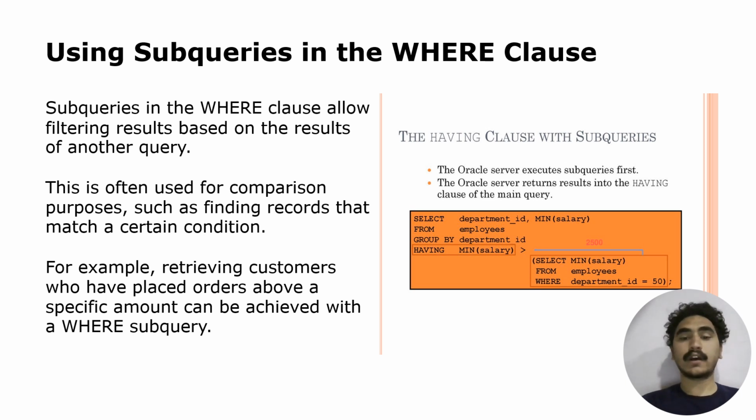You can see in the diagram the having clause with subqueries. The Oracle server executes subqueries first. The Oracle server returns results into the having clause of the main query. You can see the syntax of the clause. Select department ID, min salary from employees, group by department ID, having minimum salary. You can see this in the diagram.